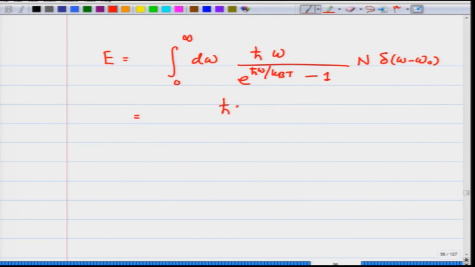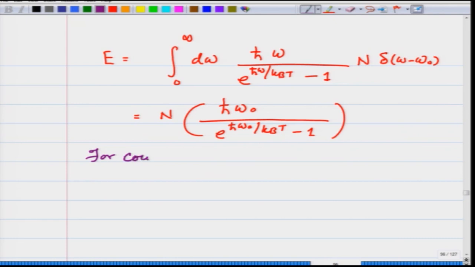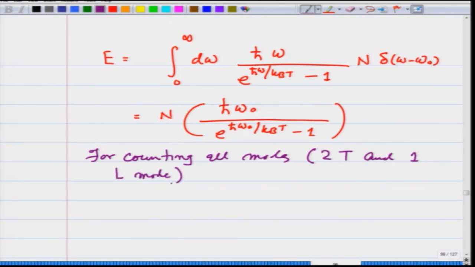So, this comes out to be h cross omega 0 over e raised to h cross omega 0 over k b T minus 1, times N. Now, for counting all modes, because remember this is one mode over which I applied the periodic boundary condition, there are two other modes. So, there are going to be two transverse and one longitudinal mode. I have to multiply this number by 3. You can think of it another way. These N cells, if they are N atoms or N units, all of them together are going to have 3N degrees of freedom, and we have calculated this energy only for 1 degree of freedom. So, actual energy is going to be E equal to 3N h cross omega 0 over e raised to h cross omega 0 over k b T minus 1.